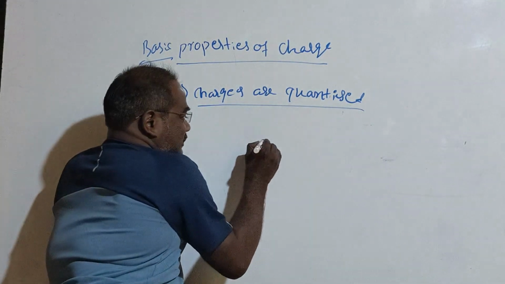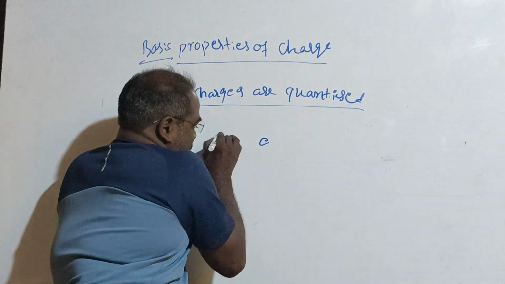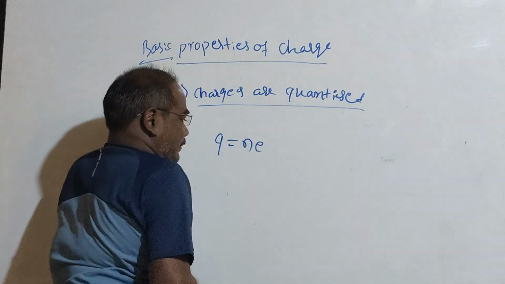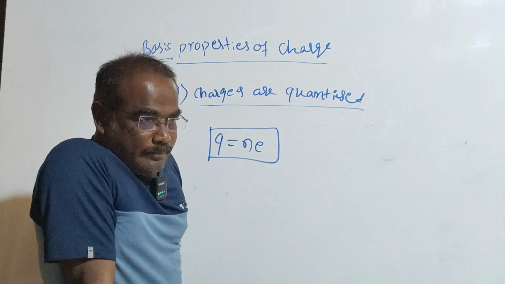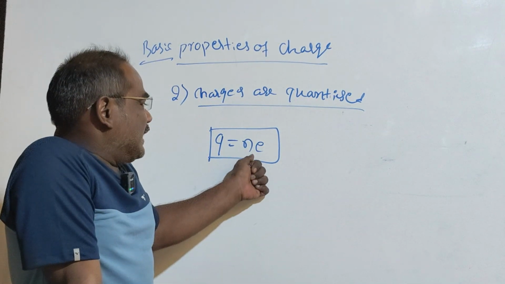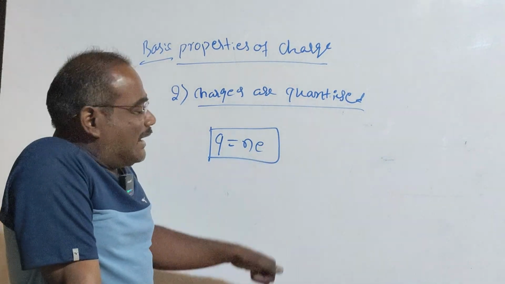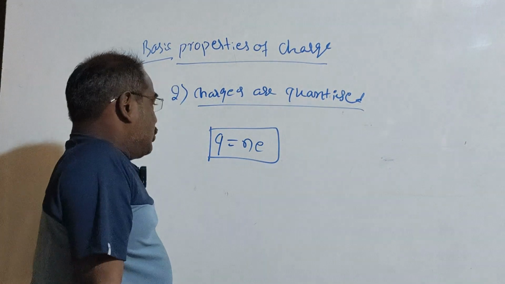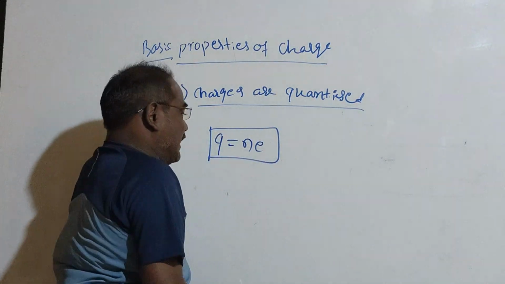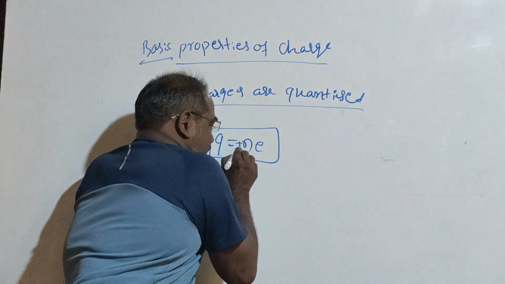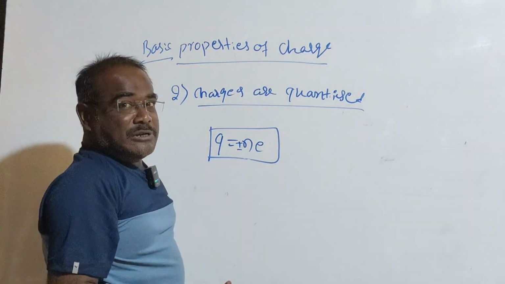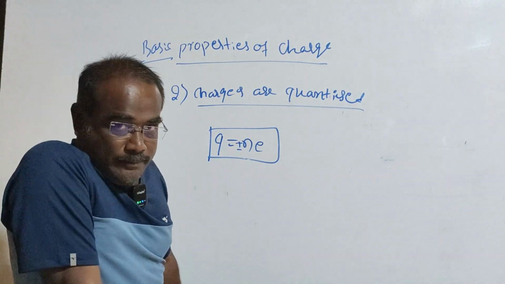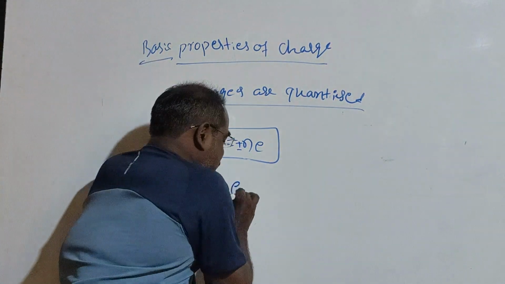The basic charge of the electron is what? e. So the free charge is equal to ne, meaning an integral multiple of e. Q is equal to ne, where Q is the charge, n is the integral multiple, and e is the charge on the electron. Actually it is plus or minus ne, because we have two types of charges, negative charges and positive charges. Because of that reason, Q is equal to ne, where e is the charge on the electron.